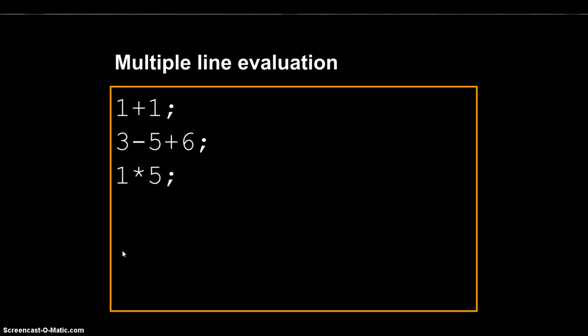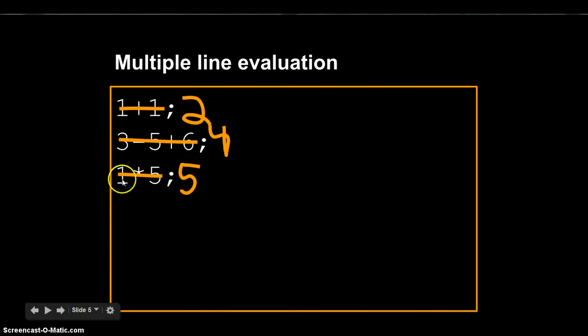So when we make a program, we'll just have a bunch of statements that run. So for example, we've got 1 plus 1, then we'll do some more math, and so let's walk through this. Well, 1 plus 1 evaluates to be 2. Cool, so that's done. 3 minus 5 is going to be the next line, and that's going to evaluate to be negative 2. Then we're going to add 6, so this line should evaluate to be 4. And then the last one, 1 times 5, well that's going to be 5. And so there we are.